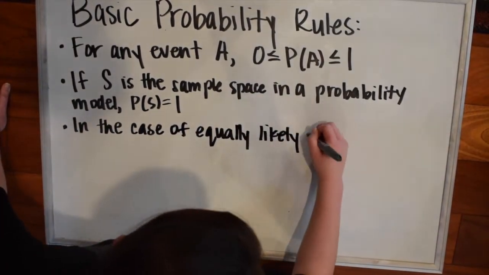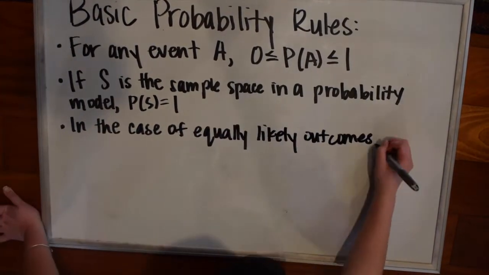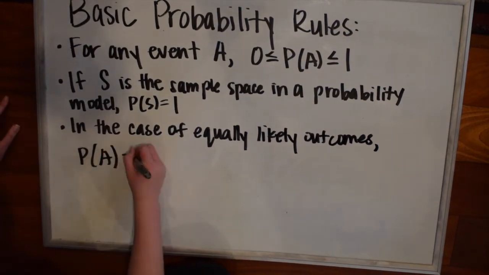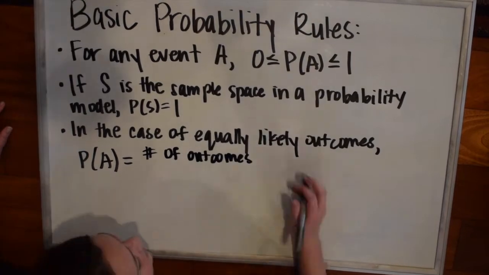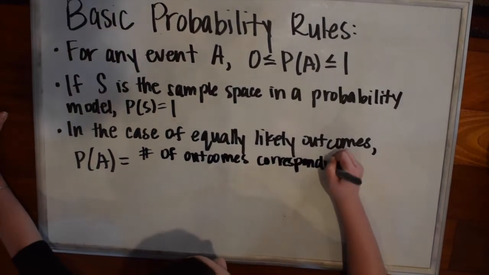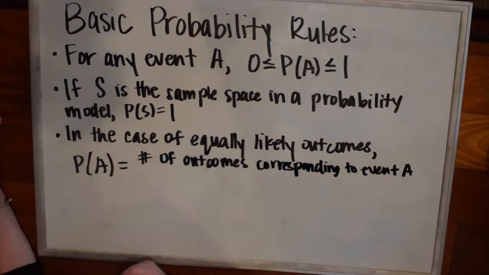The complement rule is the probability of A complement equals 1 minus the probability of A. The addition rule for mutually exclusive events is the probability of A or B equals the probability of A plus the probability of B.